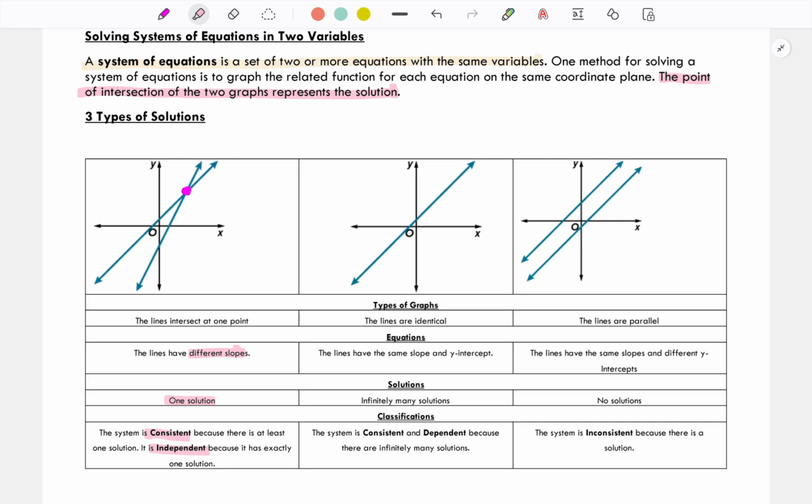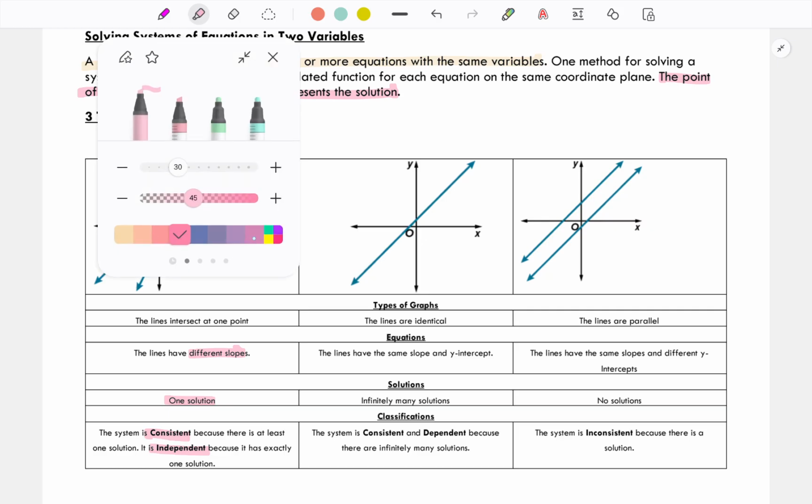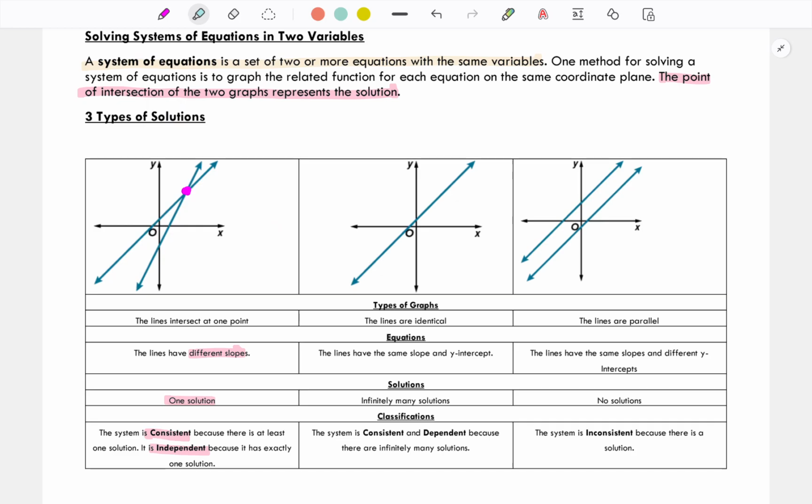Then you have infinite solutions, where the lines are identical to each other. They lie right on top of each other, so in a way every single point is a solution. These lines will have the same slope and the same y-intercept. They will have infinitely many solutions because those lines are on top of each other. The system is called consistent because it does have at least one solution, but is dependent because there are infinite solutions.